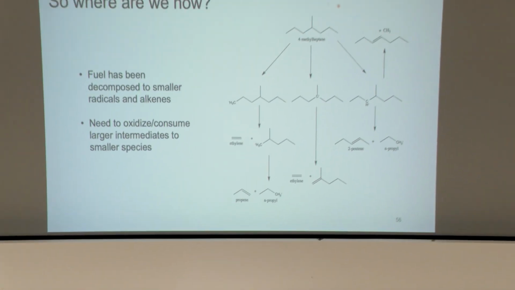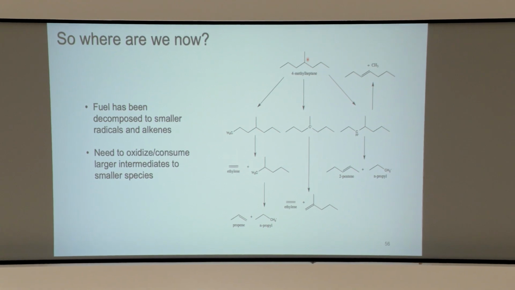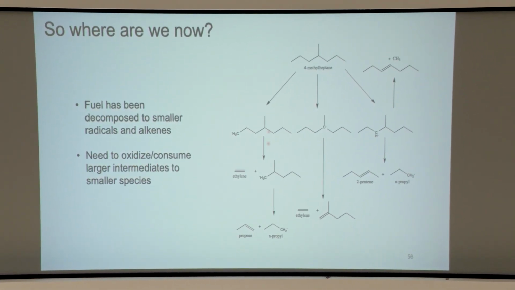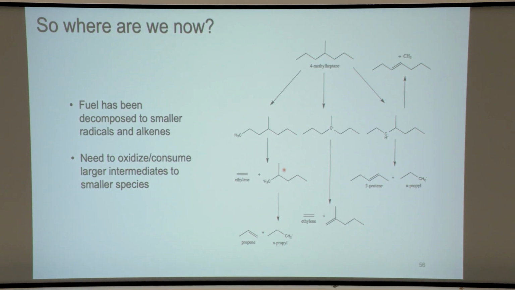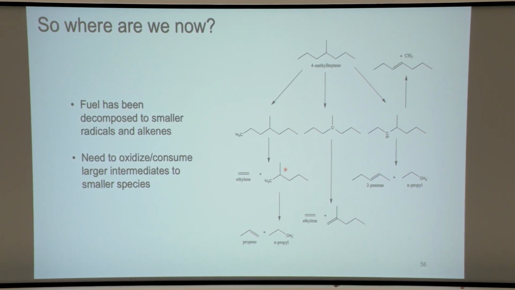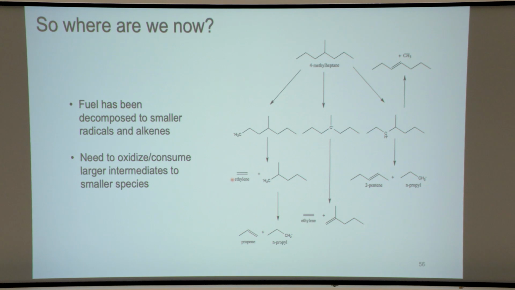Okay, so where are we now with this model? 4-methyl-heptane, it can undergo abstraction, it can undergo scission, there can be isomerizations. Now you've pretty much got rid of the fuel, but now you have all these intermediates like ethylene and propene and propyl, maybe some long chain alkenes as well. So then you've got to rebuild the model.